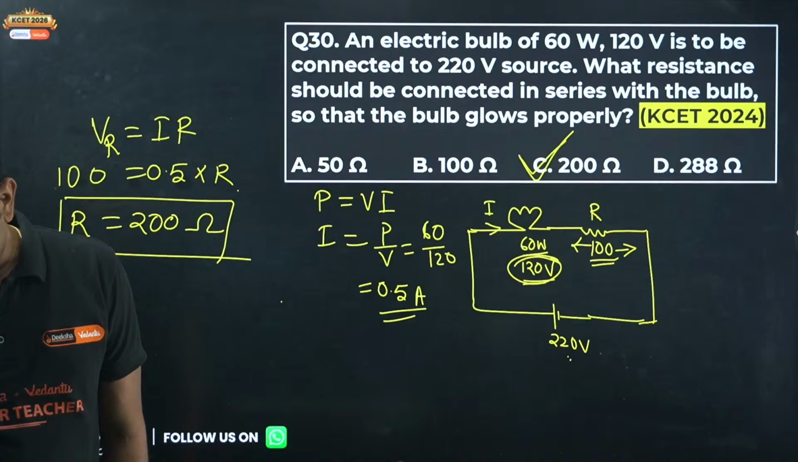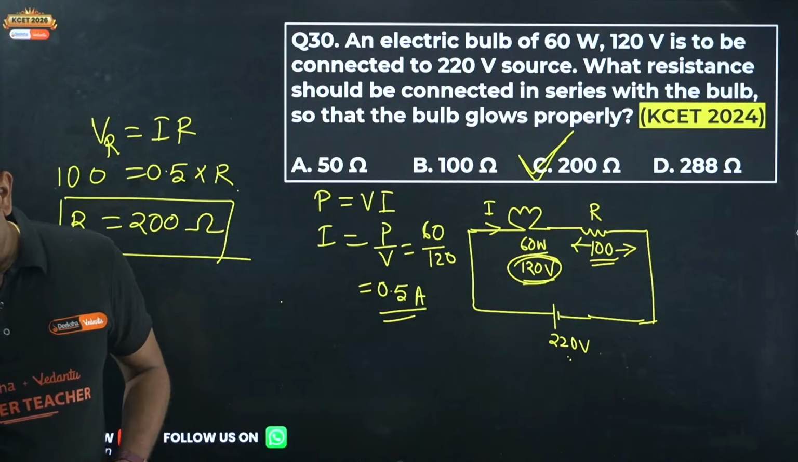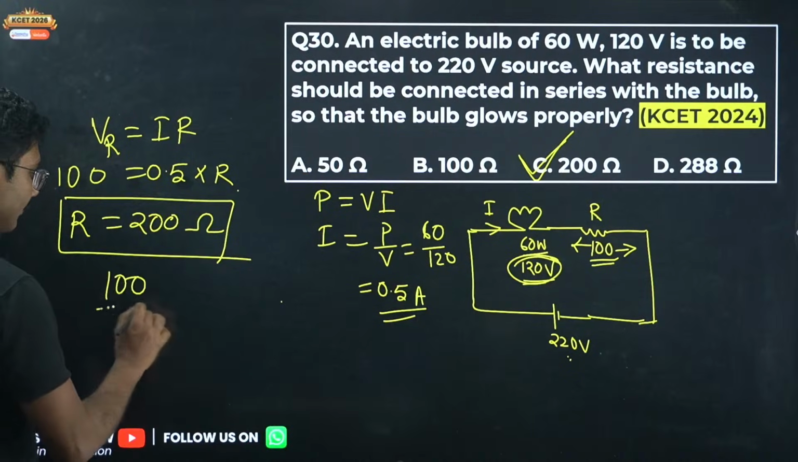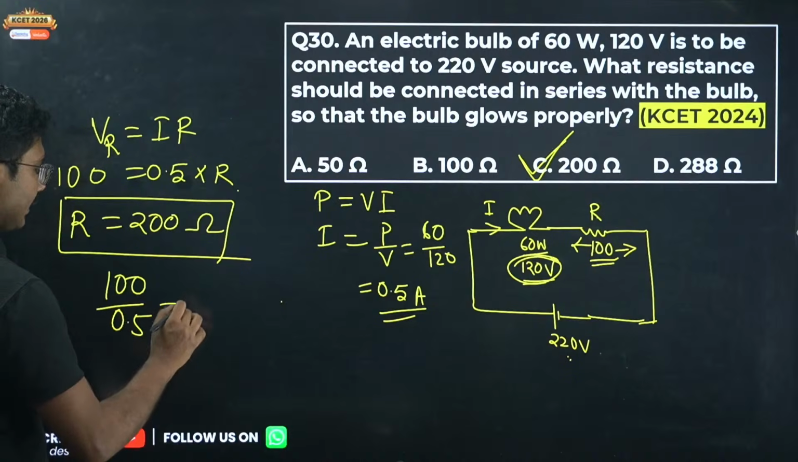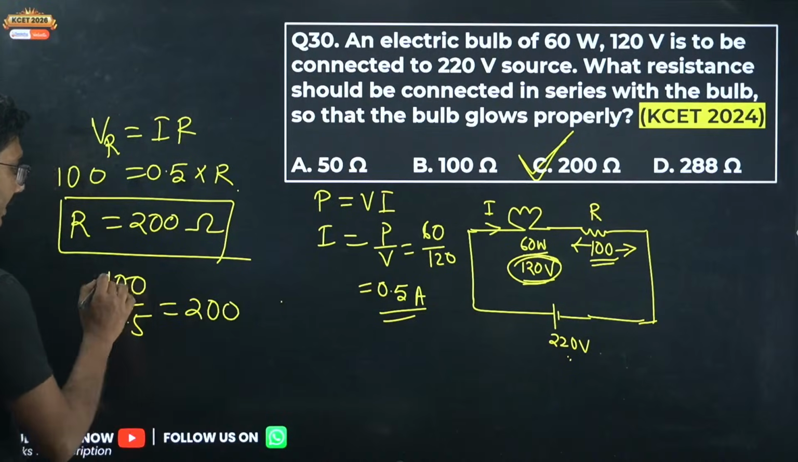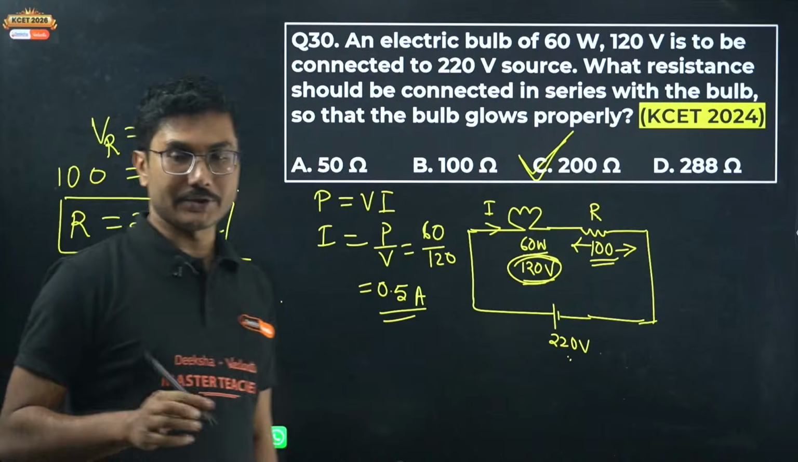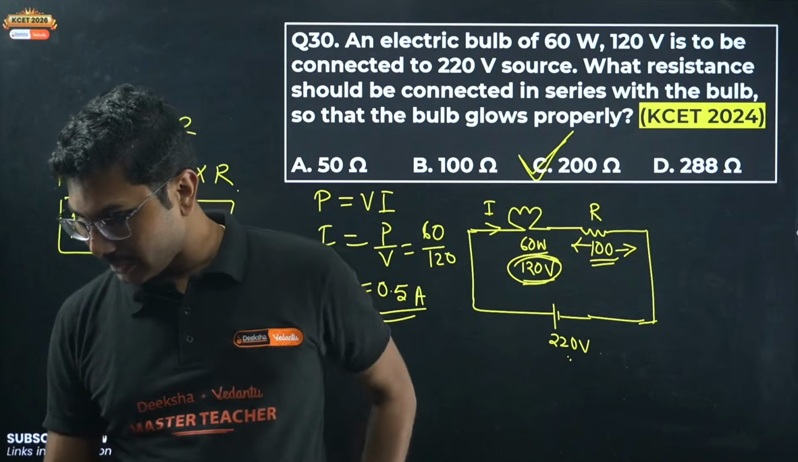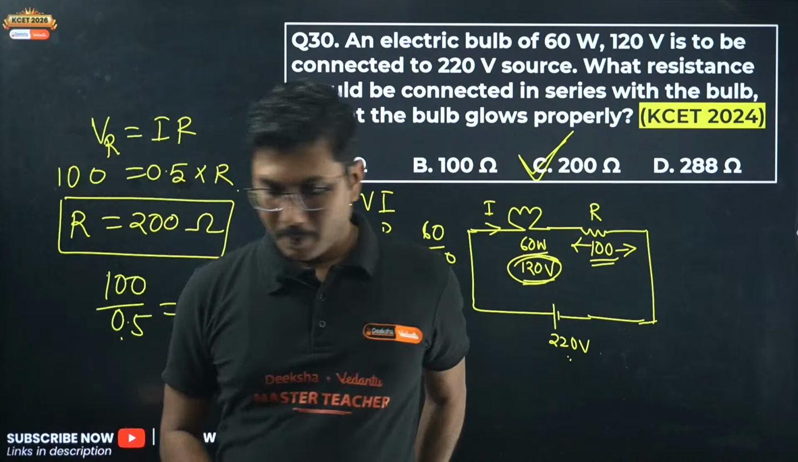Clear? Yes. Astha is correct. Aki, no, not 50. 0.5 is division. Okay. So 100 divided by 0.5. So that is 200. 100 divided by 0.5, not multiplication. Okay. So make sure you are solving this slightly correctly.